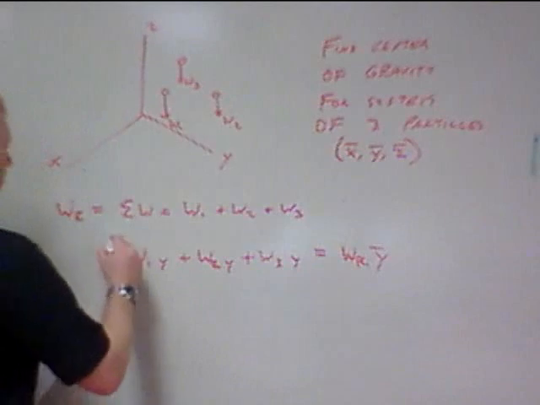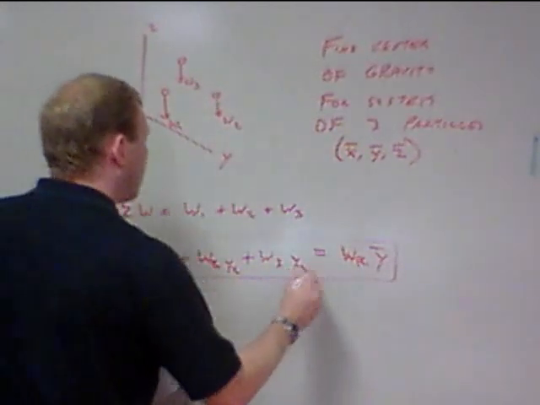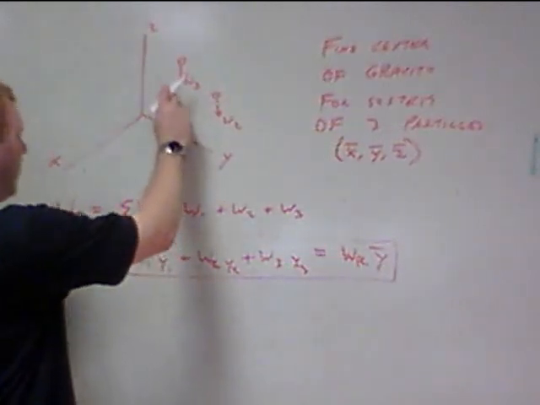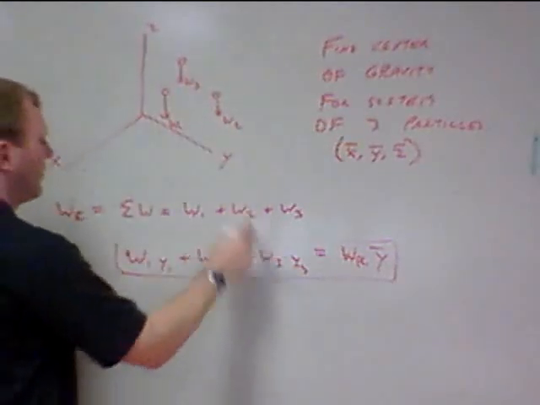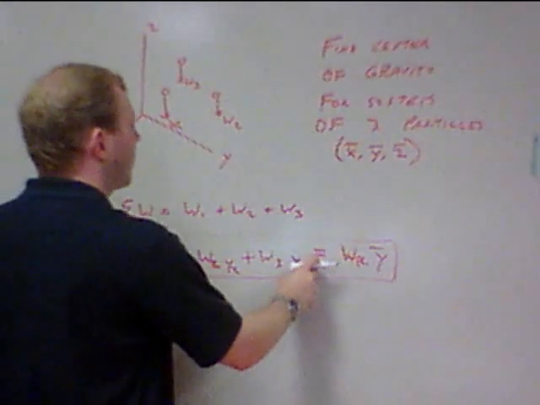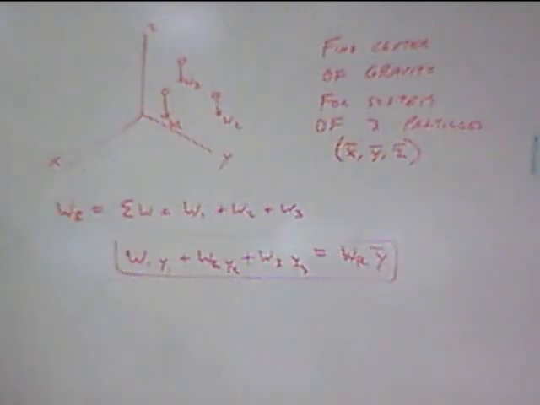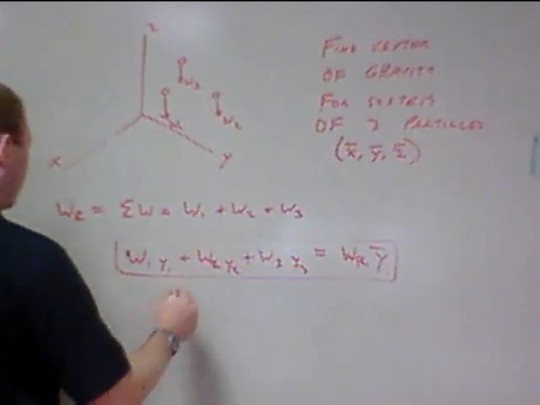I don't actually care that I found this by taking moment about x. What I care about is this piece: the weight of particle 1 times its y position plus the weight of particle 2 times its y position plus the weight of particle 3 times its y position equals the weight of the resultant times the y position of the center of mass. We can take moment about the other two axes and get identical equations for x and z.